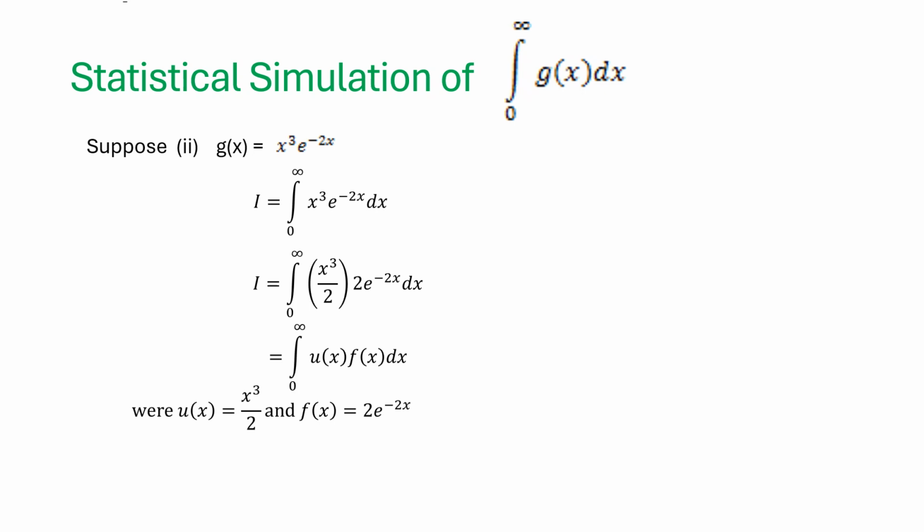Okay, so the mean is 1 by 2 in that case. So the whole integral is expressed as the integral from 0 to infinity of u(x) f(x) dx, where u(x) is x cubed by 2 and f(x) is 2 e power minus 2x. You can get the value I equal to 0.389.